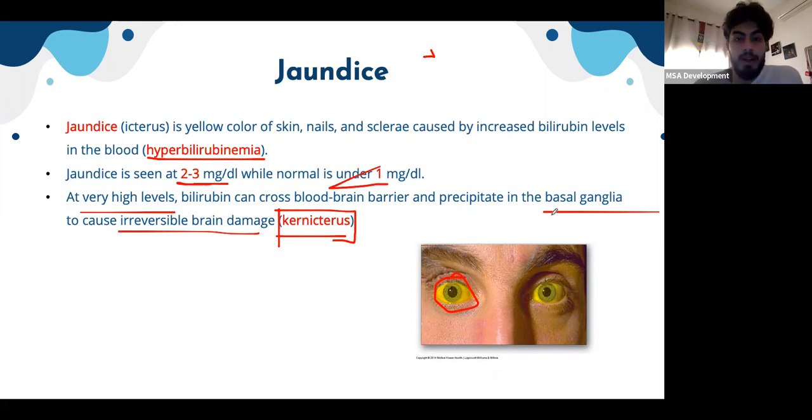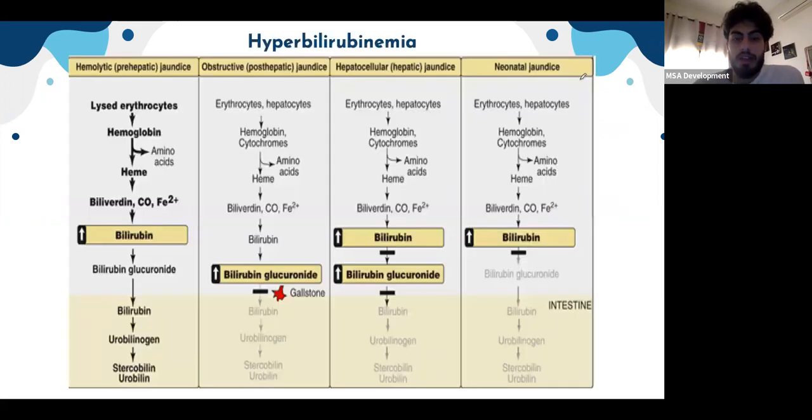All right. So these are the different kinds of hyperbilirubinemia or jaundice. We get it in something called prehepatic or hemolytic jaundice, obstructive, hepatocellular, and neonatal. Okay. The difference is, so let's go one by one. So hemolytic or prehepatic jaundice.